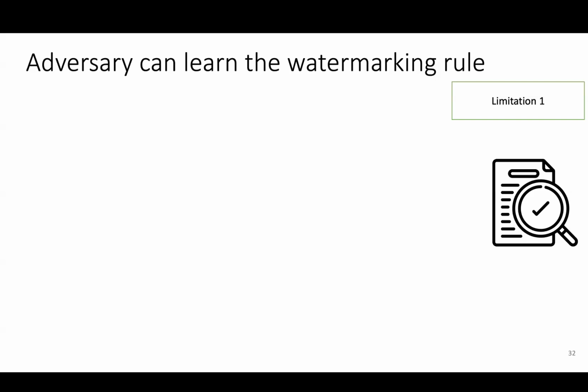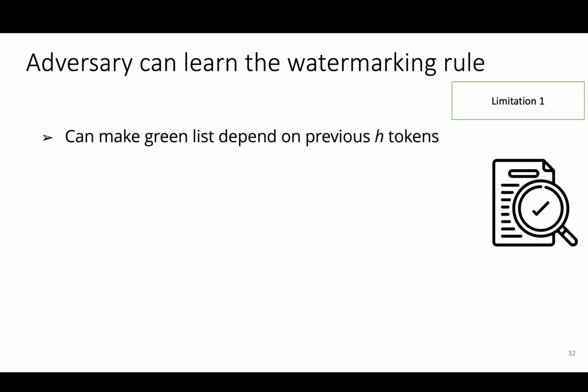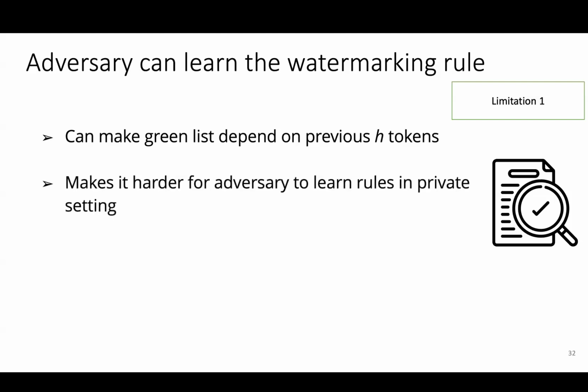So there's some limitations to this work. The first limitation I'm kind of interested in is that the adversary can learn the watermarking rule to some extent, right? Because you're only using 2 words, you can kind of make a dictionary of which words you used and figure out what's in your green list. And once you have that, I can generate new watermark content.